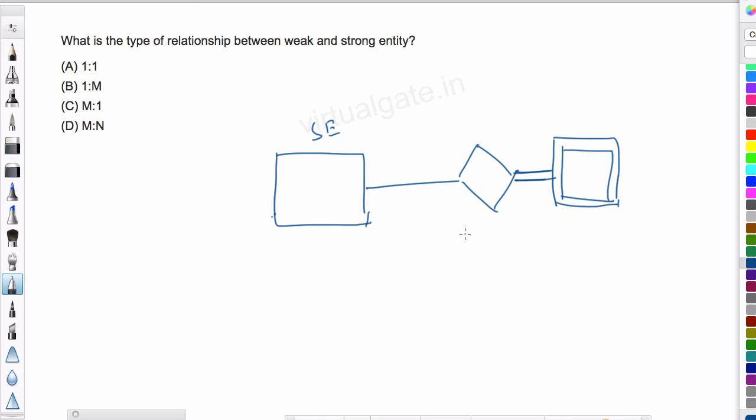Fine. Now we need to answer the question: what is the relation that will hold? So here it is, weak entity and strong entity, right? And what we have drawn is strong and weak, so be careful.